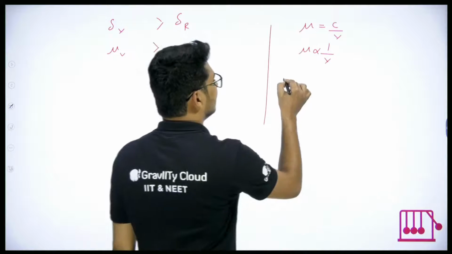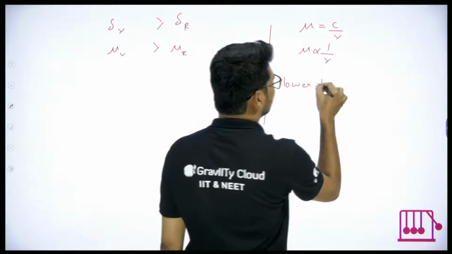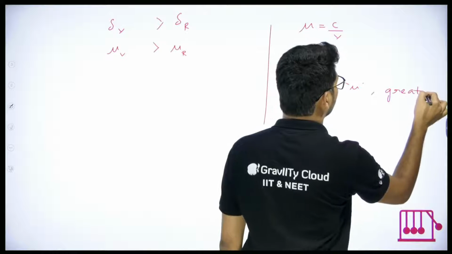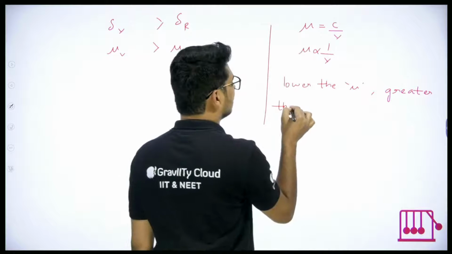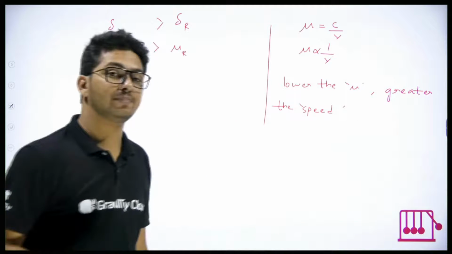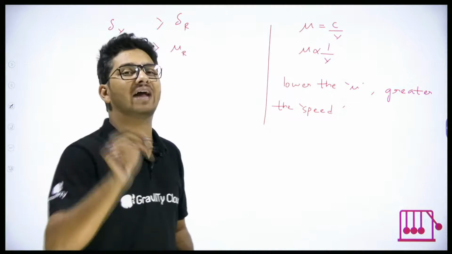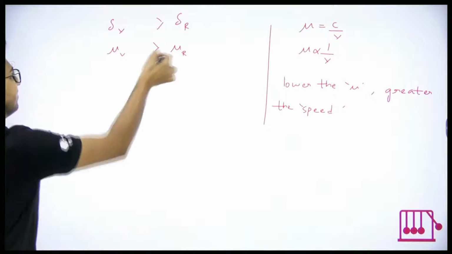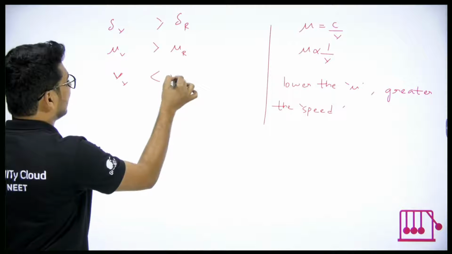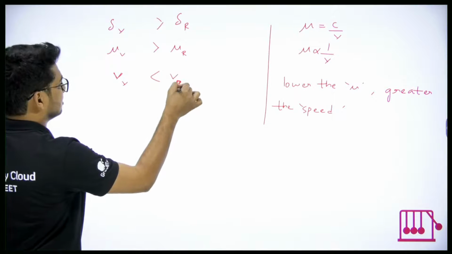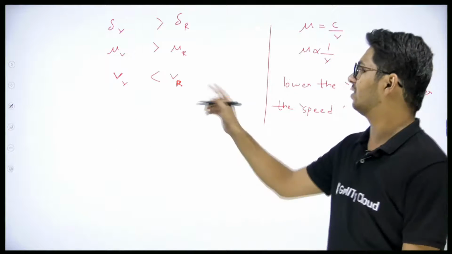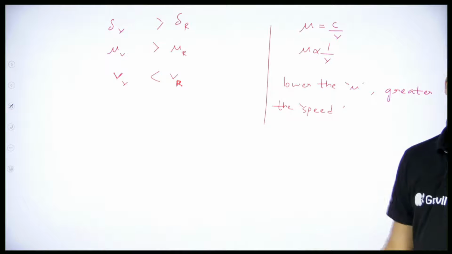So you can say lower the refractive index, greater the speed. Inversely proportional will mean this. If one is less, the other will be greater. So if you need the highest speed, you have to look at the lowest refractive index. Who has the lowest refractive index? Red. So you can say speed of violet is less than speed of red. It inverses. It becomes ulta. Clear? Speed of violet is less than speed of red.